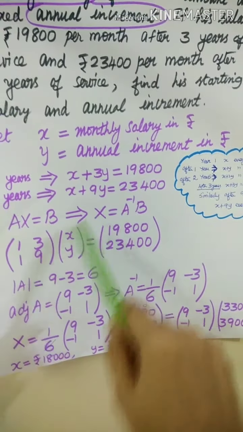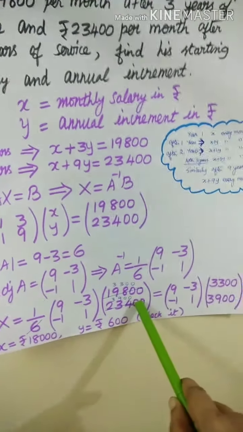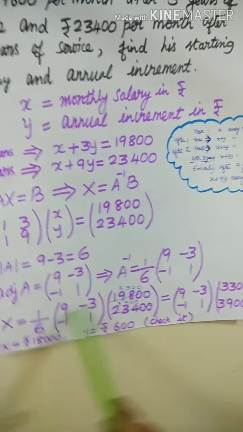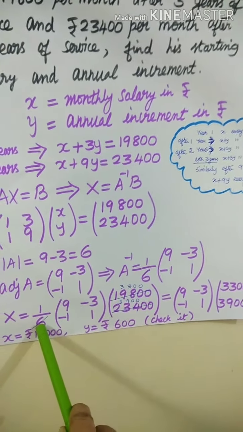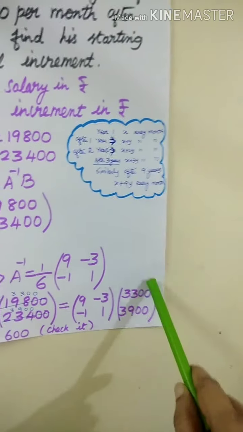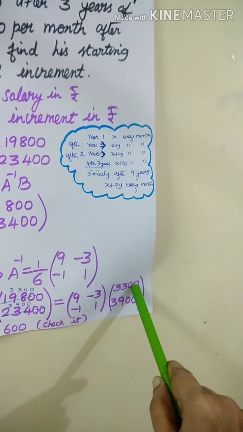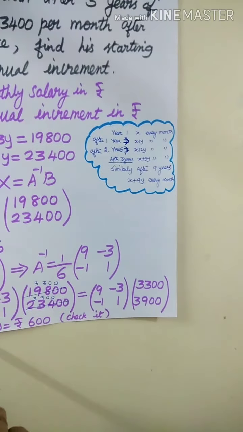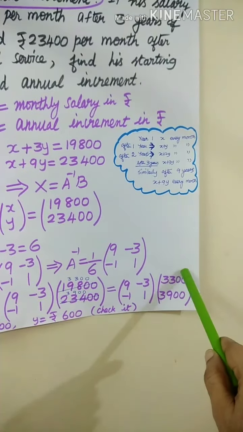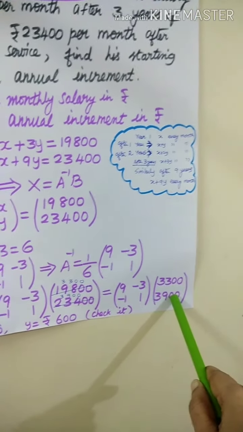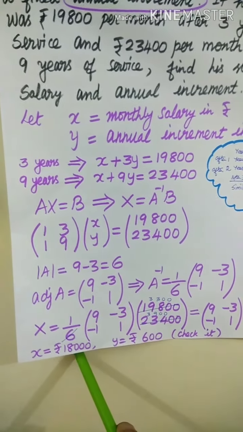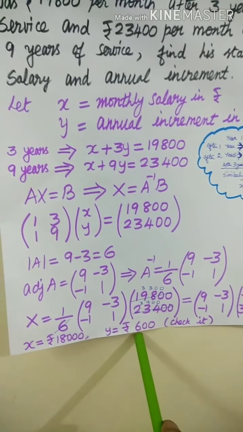Now I have to proceed with X. X is equal to A inverse into B. Now see, we have a 6 here which I can cancel with every number over here. This is matrix scalar multiplication I can say. So 6 I am cancelling here. Multiply, and we know how to multiply. First row by first column: 9 into 3,300 minus 3 into 3,900. We arrive at 18,000. Similarly, second row by first column: minus 1 into 3,300 plus 1 into 3,900, and we arrive at rupees 600. So his monthly salary is 18,000 and his annual increment is 600.